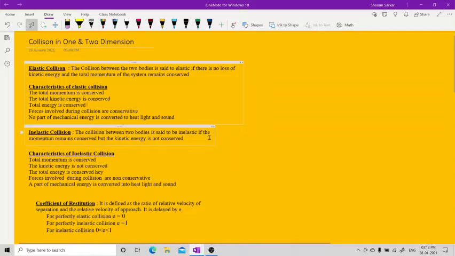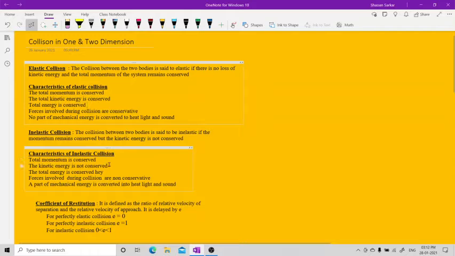Inelastic collision: the collision of two bodies is said to be inelastic if there is momentum conservation, but kinetic energy is not conserved. Do not use the conservation of kinetic energy in this case. You have to use the coefficient of restitution in that case. We will do problems and make you understand about this.